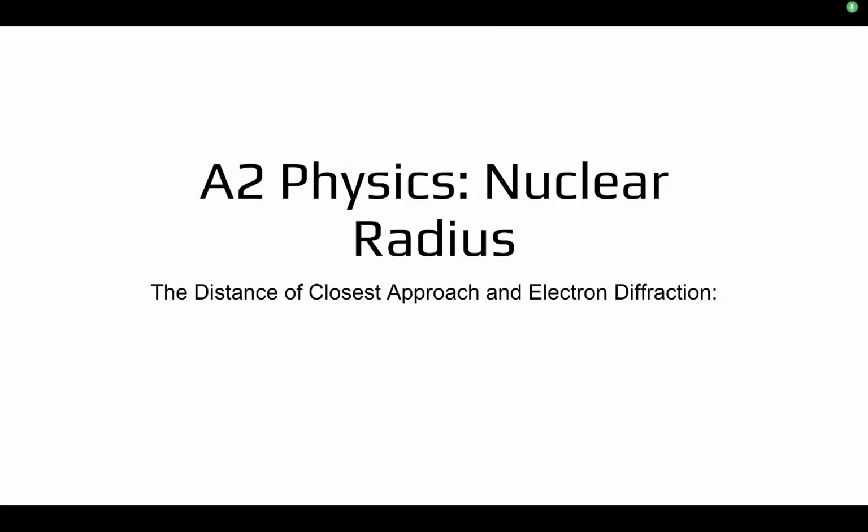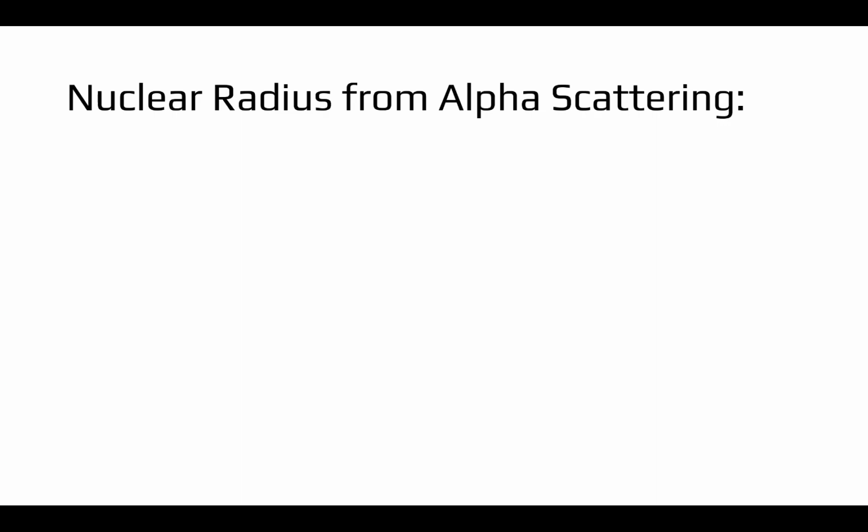Hi there, this is nuclear physics. This one's lesson 11 and this one's nuclear radius. So there's two parts to this one, and this one we're going to cover the distance to closest approach and electron diffraction. So nuclear radius from alpha scattering.